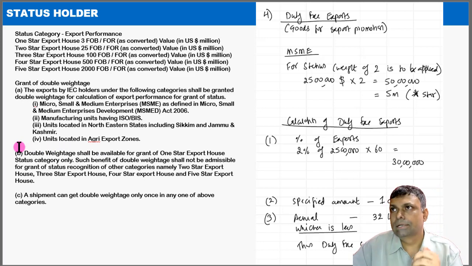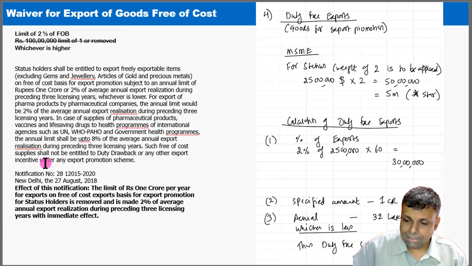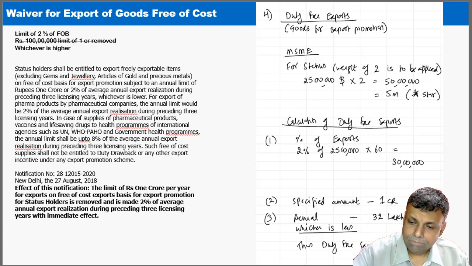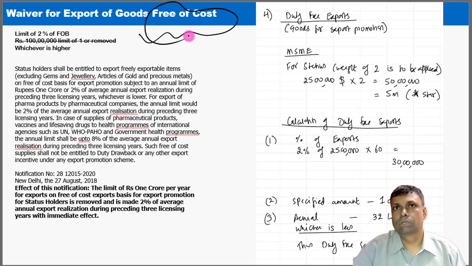Okay, now the next scheme is something like, actually this is not a scheme right now, but it is something like a benefit which you can give: export cost free. I repeat, you can give the export cost free. That particular point is something like that. See, waiver of export goods, this is basically free of cost.